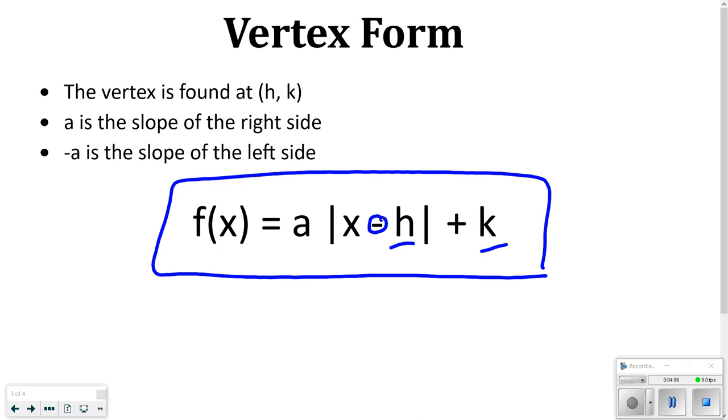Okay, the other important piece here is that a value. And we see here it says that a is going to be the slope of the right side of the vertex for the absolute value function, and negative a is going to be the slope of the left side. So let's actually apply this.